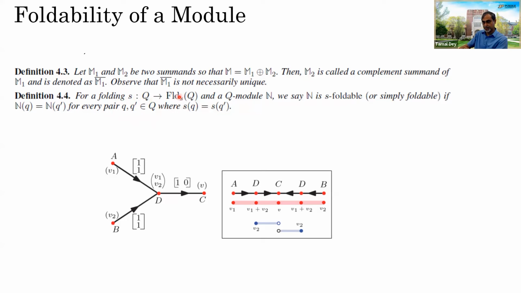Okay, the next definition is where I define the foldability for a folding S of the poset Q to the fold S of Q, and the Q module N. So Q module N is here. We say N is S foldable if for every copied point, the vector spaces are exactly equal. This is what it is saying. So in this case, it is foldable because at the copied points, they're exactly equal. So I can fold it back to this one under the folding S. So that's my foldability definition.